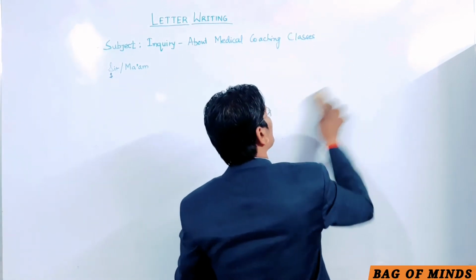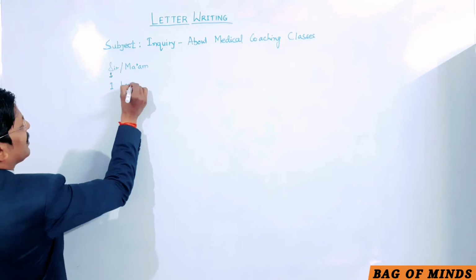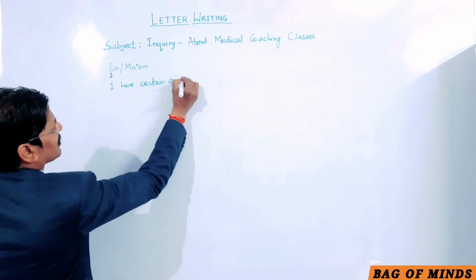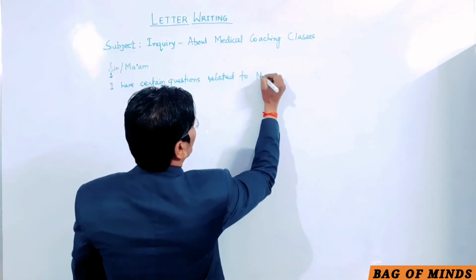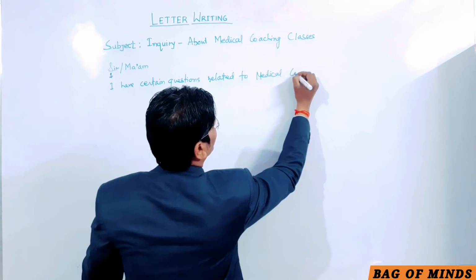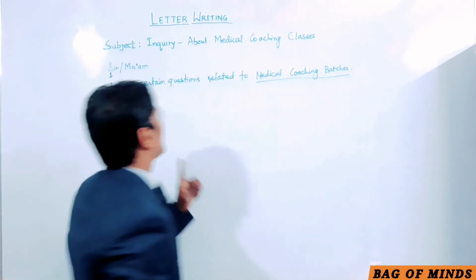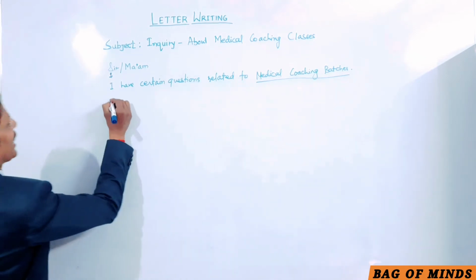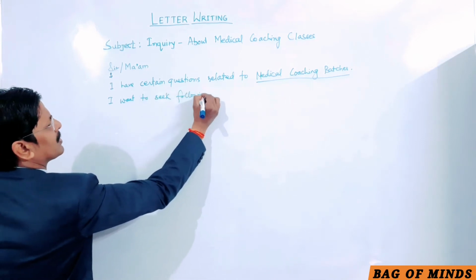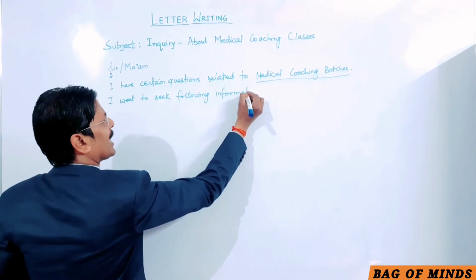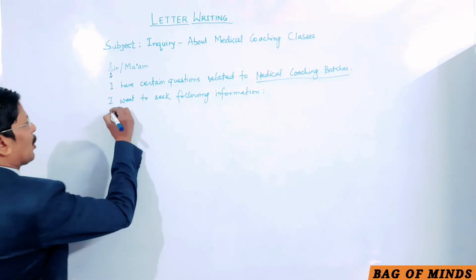I wish to inquire about your medical coaching classes. So here, what do you want to inquire? So I have certain questions related to medical coaching classes or medical coaching batches. You can again underline it. Line number 4 done. Then you write, I want to have or I want to seek following information. And once you write it following information, put a colon.